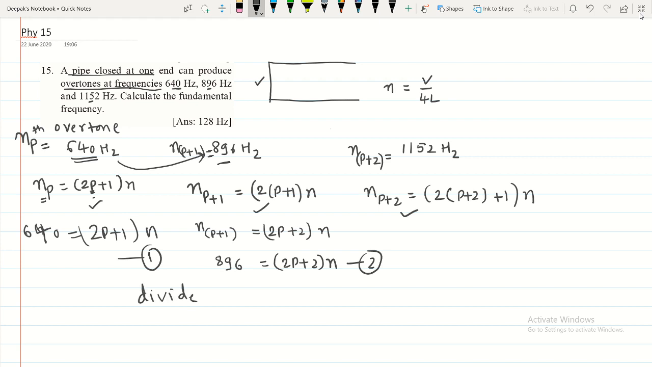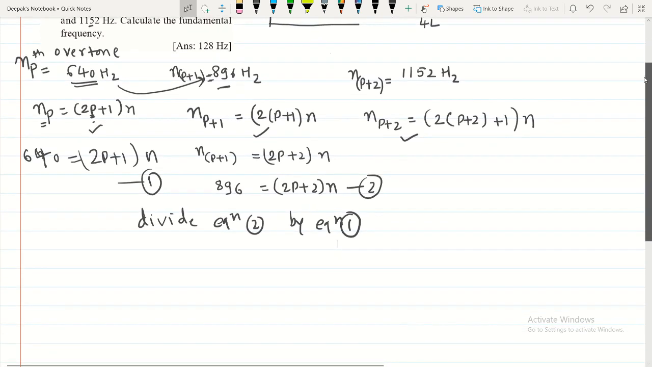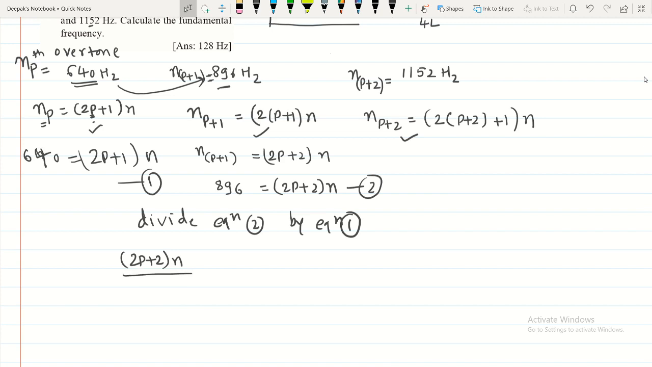Divide equation 2 by equation 1, right? So what exactly will you get by dividing equation 2 by equation 1? Let me take the page a little up. I'm writing equation 2, that is twice p plus 2 into n. The right hand side of that equation is divided by this part, that is twice p plus 2, right?